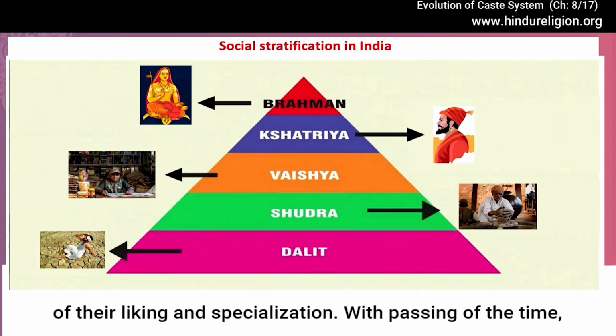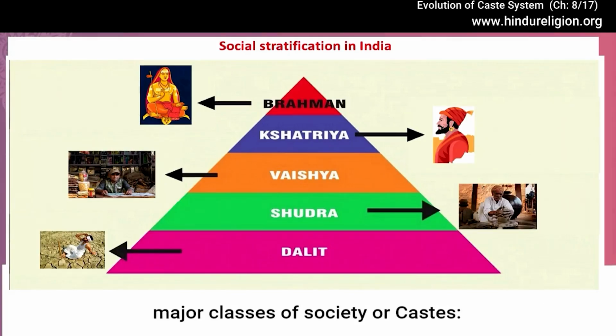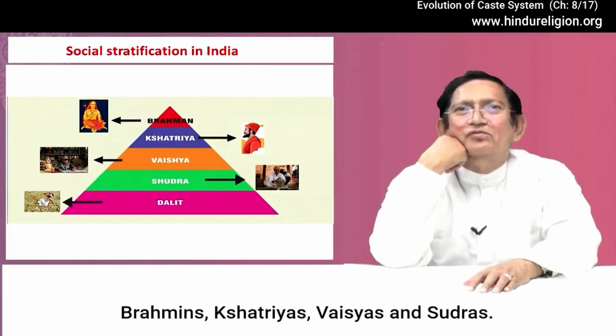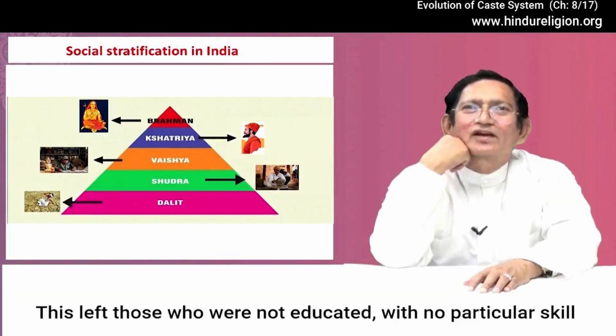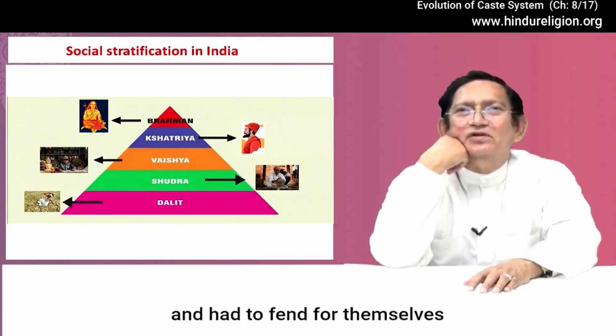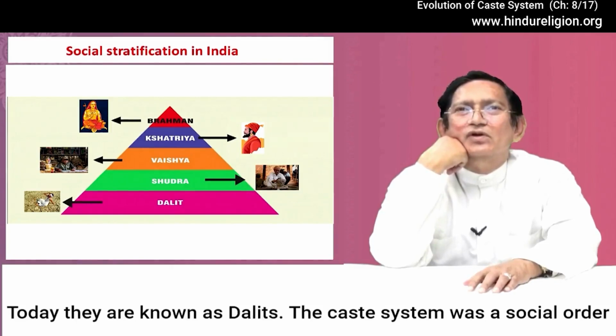With the passing of time, economic categorization of profession transformed into 4 major classes of society or caste: Brahmins, Kshatriyas, Vaishyas and Shudras. This left those who were not educated with no particular skill and had to fend for themselves, and they constituted the bottom of the social layer. Today they are known as Dalits.